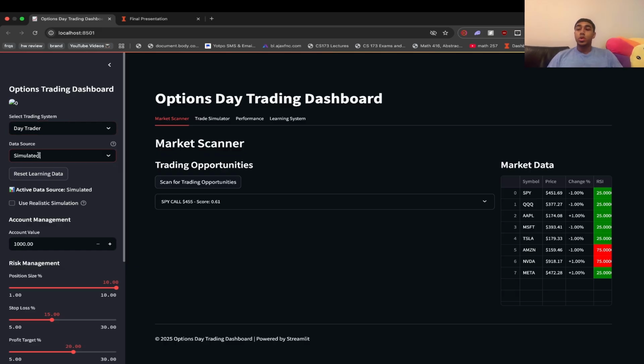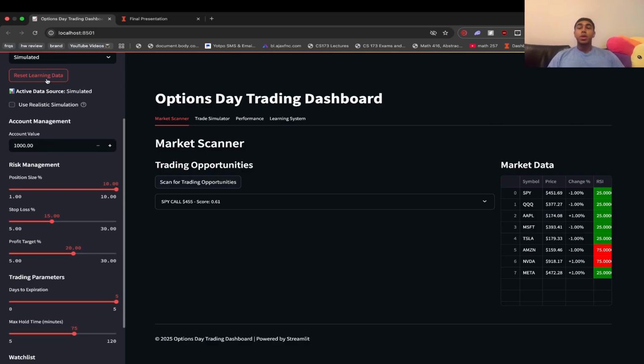And then we have the data source. We have simulated data, Alpaca real-time data, and market data API. Depending on how fast you want your data, when you want it, what kind of calculations you want, or if you're just going to backtest data, that's what you pick. If you want the real market, you would choose Alpaca real-time, and if you want simulated backtest data, you choose simulated. We can also press reset learning data just to reset the model. And realistic simulation takes into account the factors of asks and bids and other financial factors when it comes to executing and filling orders, so we don't have a bias.